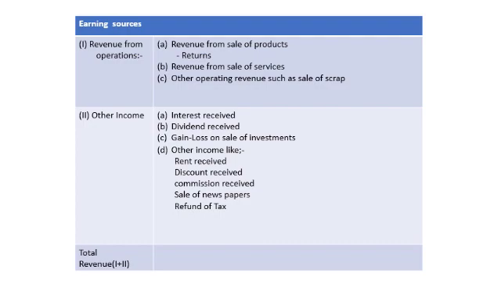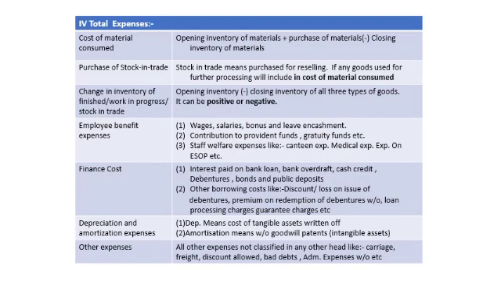And the other incomes like rent received, commission received, the sale of newspaper, and refunds. These are the items related to the other income also. Then you may calculate the total revenues. Now I am moving to the expenses disclosure. The cost of material consumed, how will you calculate? Opening inventory plus purchase of the materials and minus the closing inventory of the materials only. Then the cost of material consumed can be calculated.